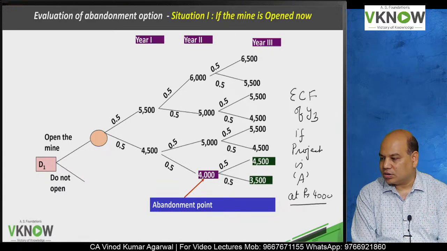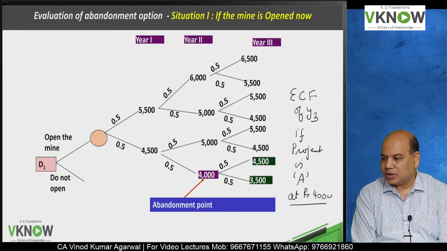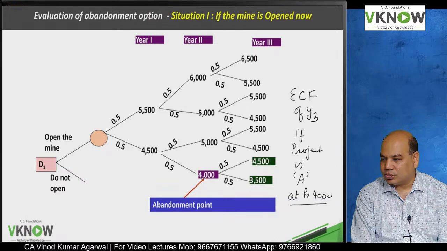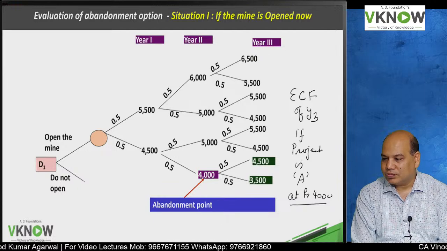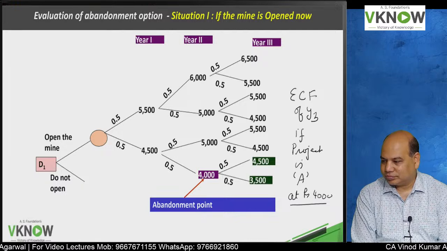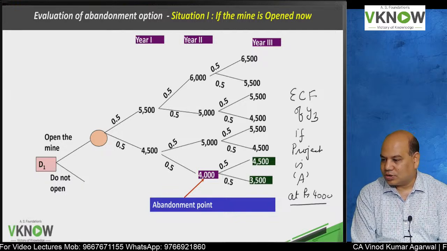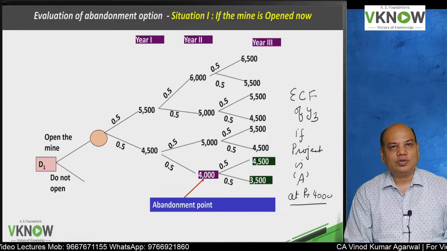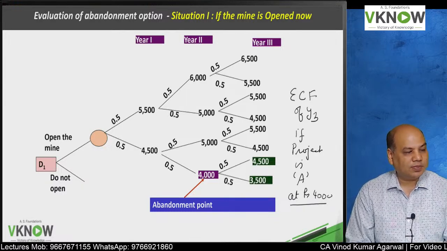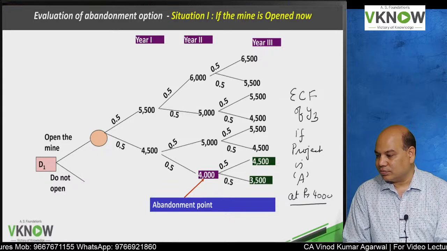Anybody who would like to answer? Year 3 expected cash flow. You have to also multiply by 1,000 ounces. You are going to produce 1,000 ounces also. So while calculating your final answer, you have to ensure you multiply by 1,000 ounces also.